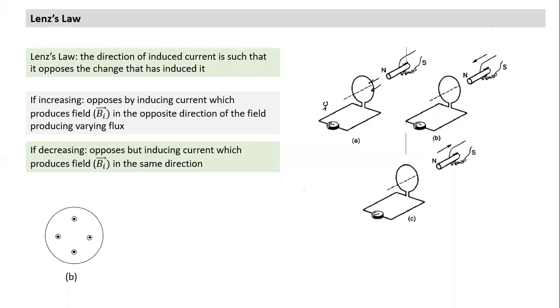I hope this point is clear. If it is the North Pole, the field here will appear as if it is coming towards you. It will look like a dot. Had it been the South Pole, it would have been reversed. So this is how the field is, and so flux is getting created.